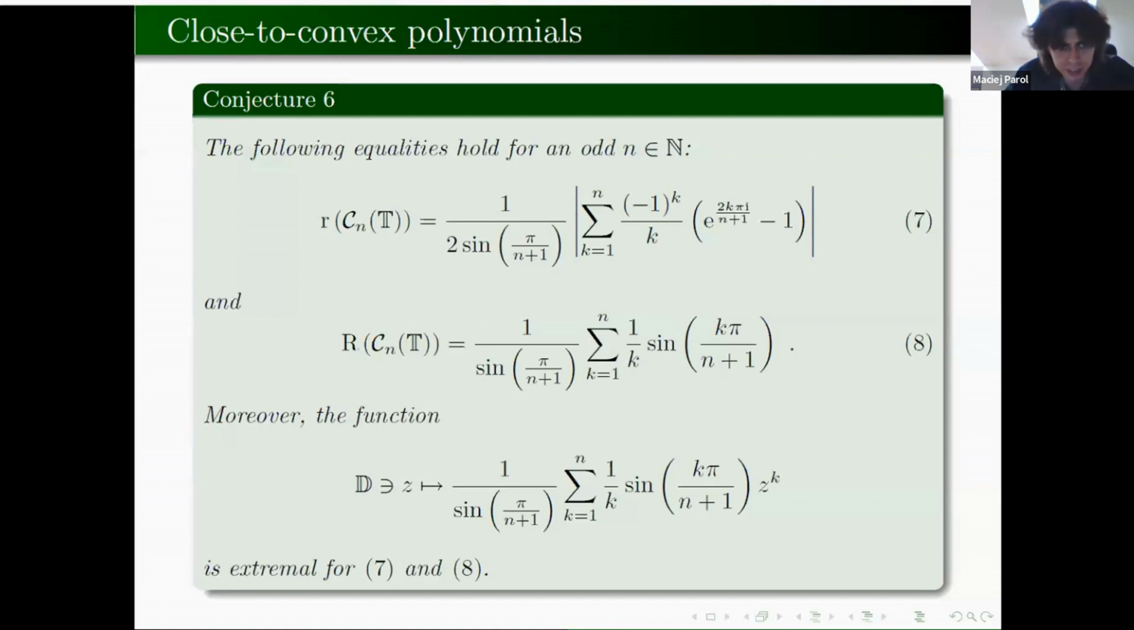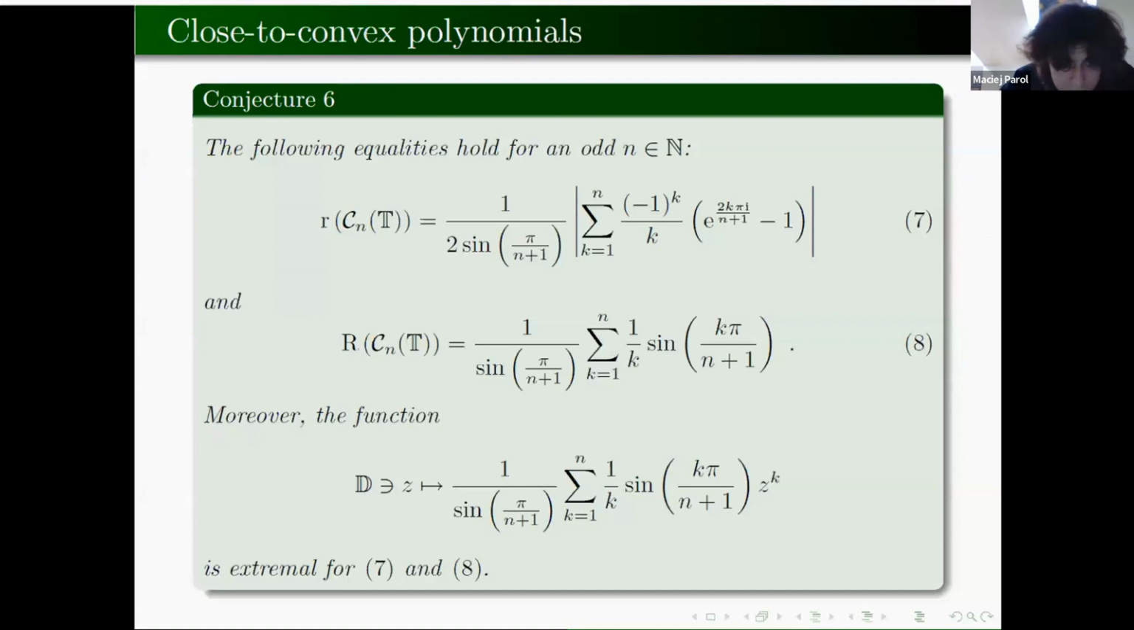And here the formula 7 is the hypothesis that the minimal Koebe radius for every odd n is (1/2 sine of pi over n plus 1) plus the modulus of the sum from k equals 1 to n of (minus 1 to the power k over k) multiplied by exponent of 2k pi i over n plus 1, minus 1. And the second part of the hypothesis is that the maximal Koebe radius for class Cn, if n is odd, of course, is 1 over sine of pi over n plus 1 multiplied by the sum from k equals 1 to n of 1 over k sine of k pi over n plus 1.